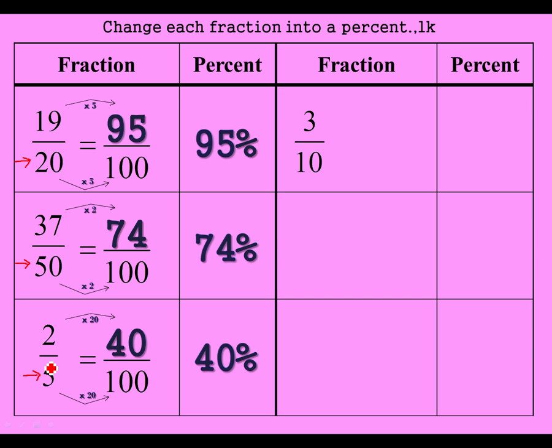All right, 3/10. This one's so easy, a caveman could do it. 3/10 equals how many hundreds? Well, 10 goes into 100 10 times. 3 times 10 is 30. There you go. So 30%.